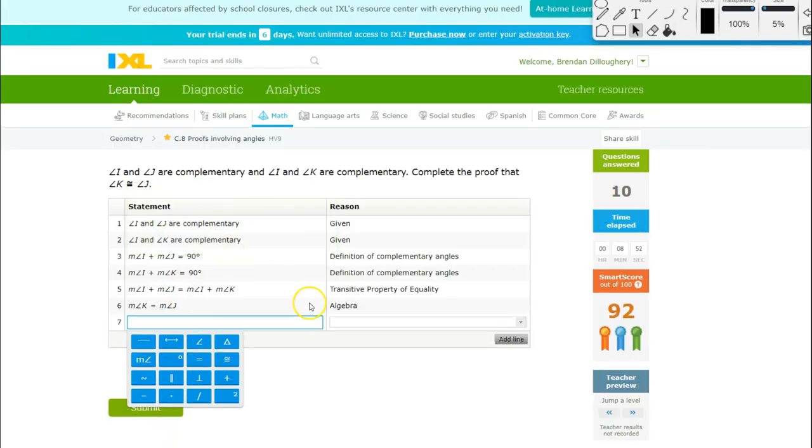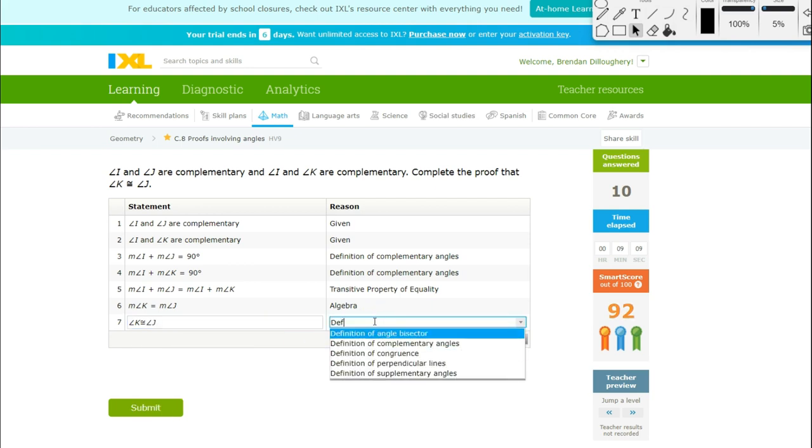And then as we get closer and closer, we might have to add steps. Again, this one's not. It's just saying angle K. All right, I think this will be the last one, but eventually it asks you to create the entire proof yourself, and that is great practice, okay? Whoops, I did a less than symbol. J, and this would be the definition of congruence.